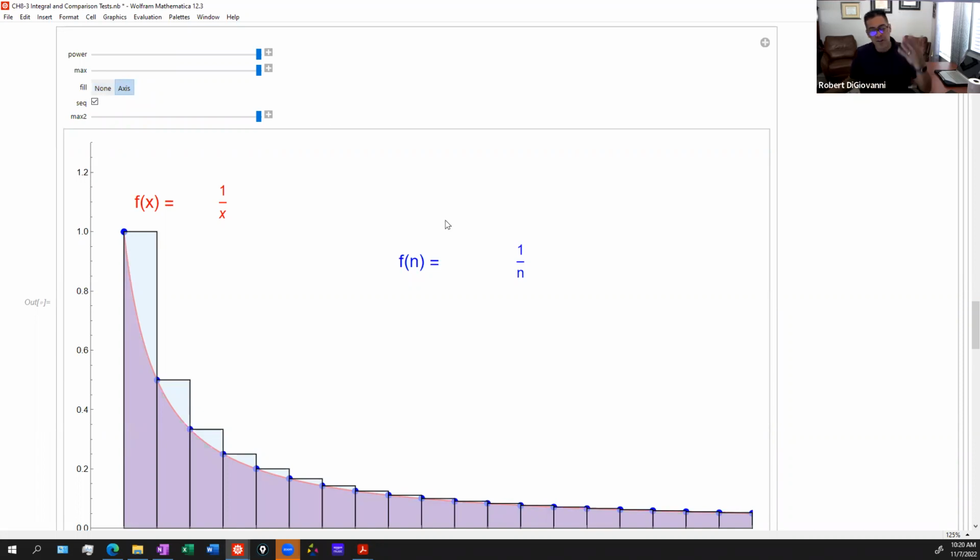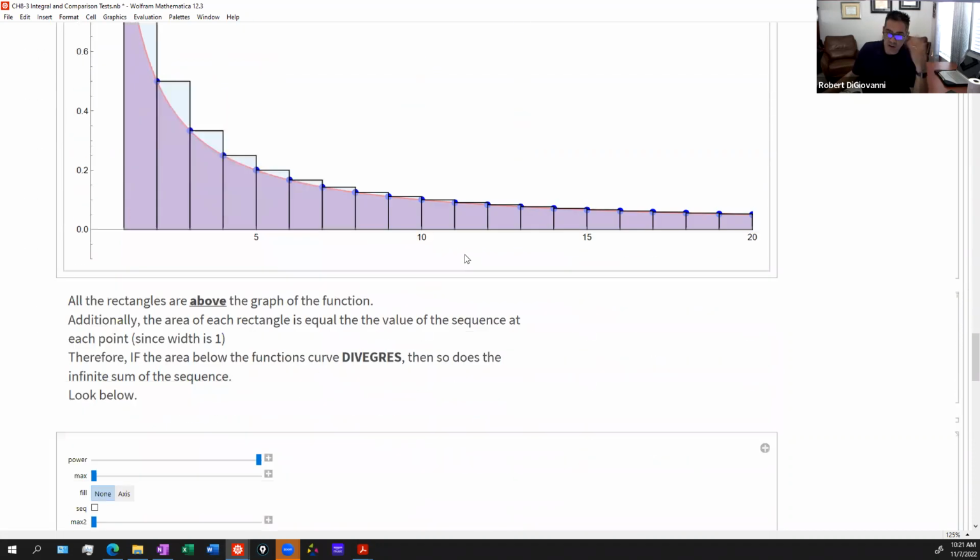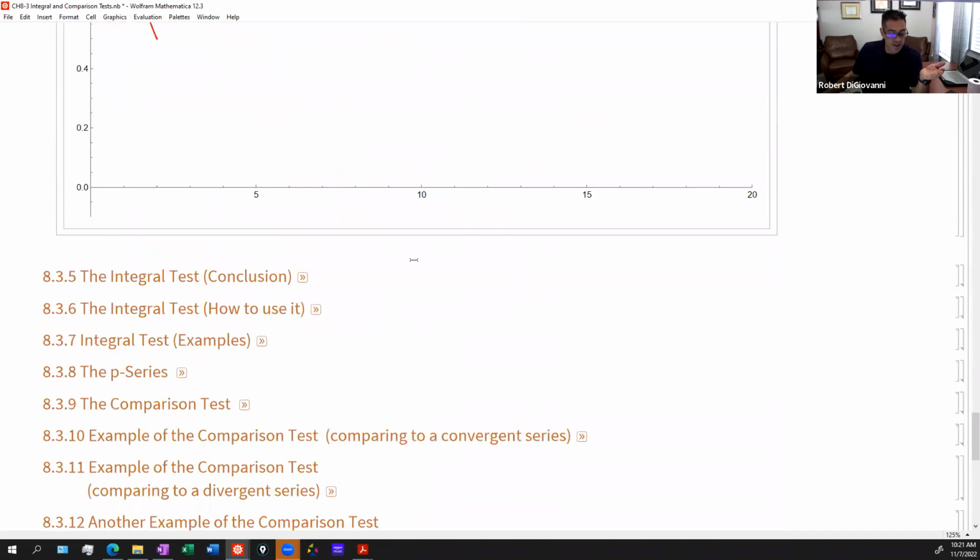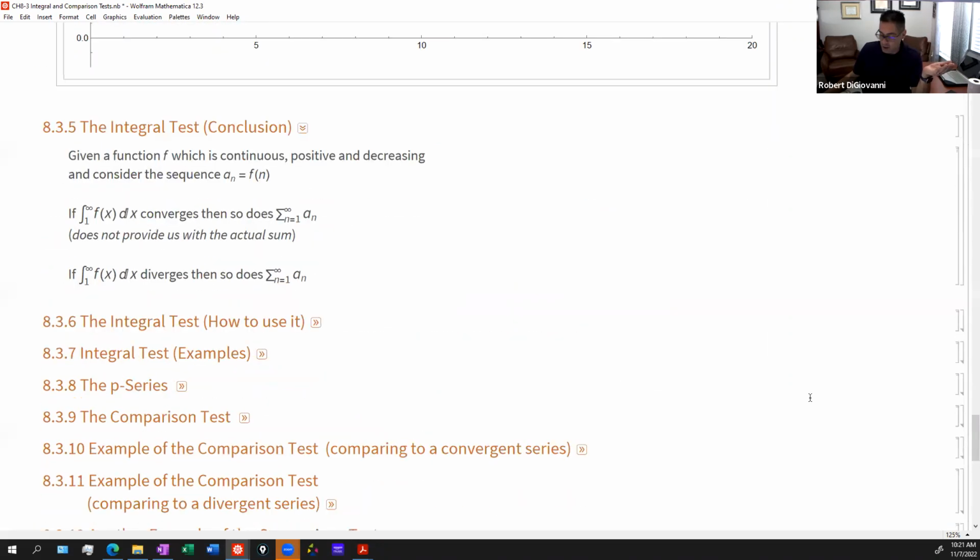All of this is just to give you a visual idea of the integral test. It's just a visualization. I just want to tell you what the test is, all right? What's the conclusion of the test? The big takeaway.